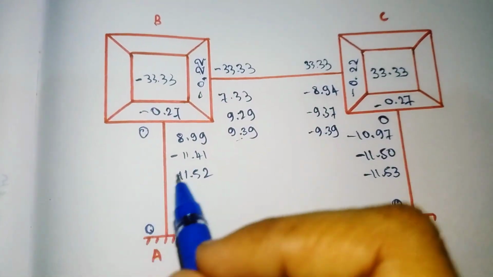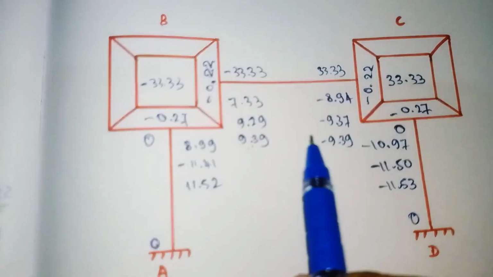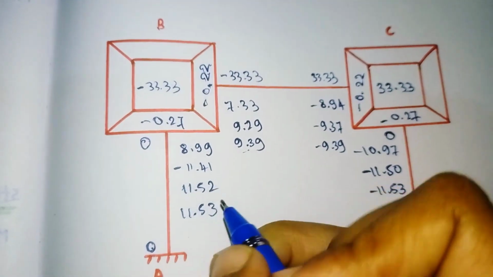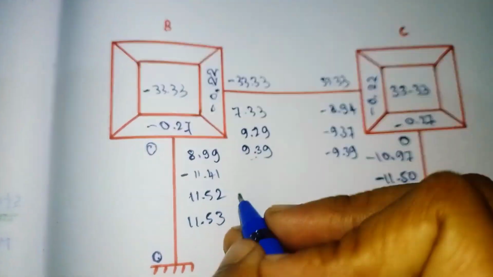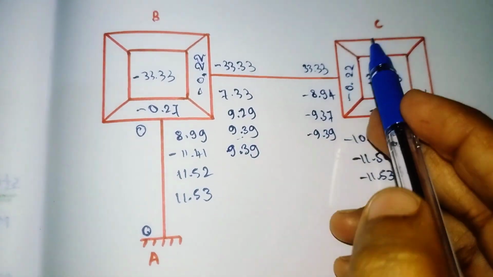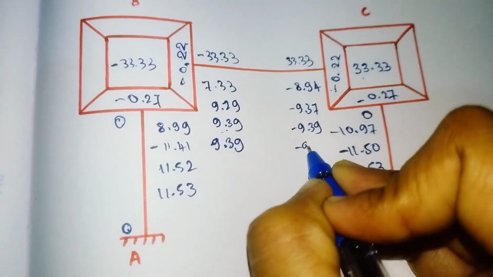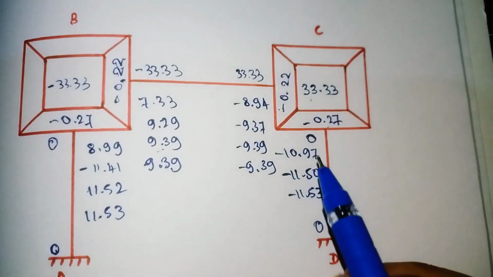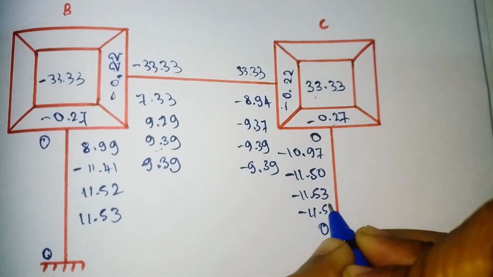So we'll do one more iteration. For this into this one plus this one, it will come out as 11.53. Again for BC, this into this plus this one, it will come out as 9.39. Again for CB, it will come out as minus 9.39. Again for CD, this into this plus this one, it will come out as minus 11.53.